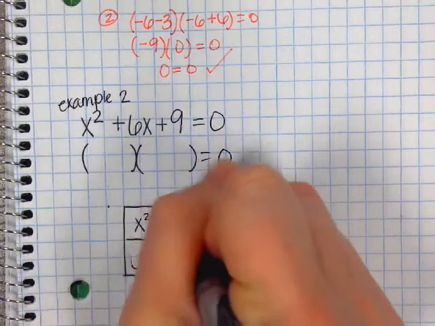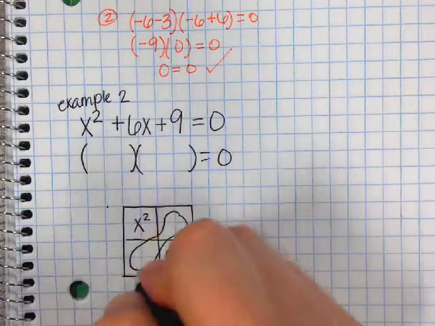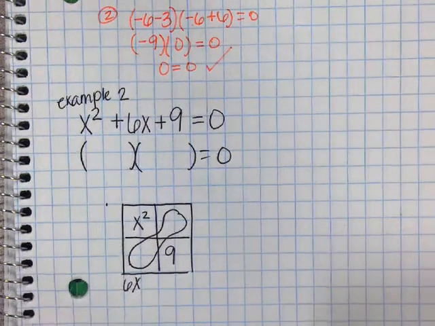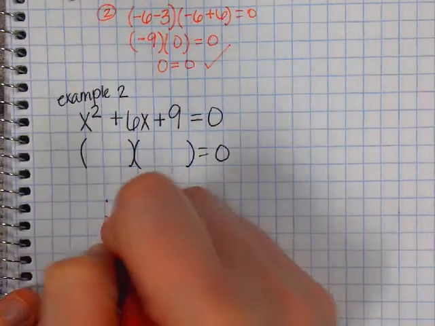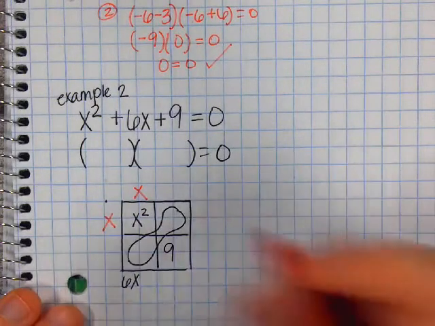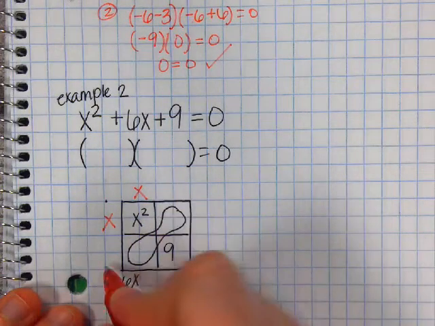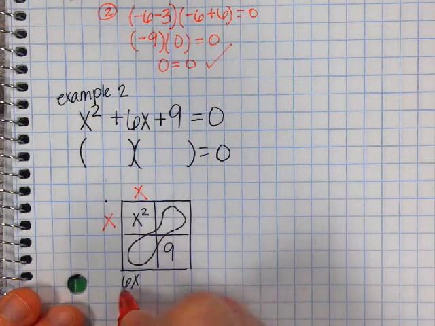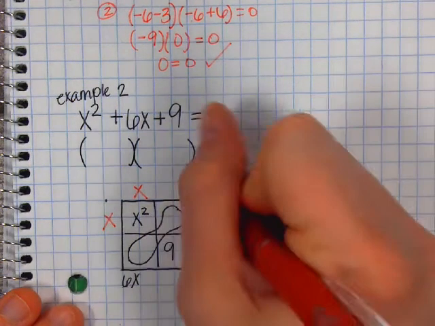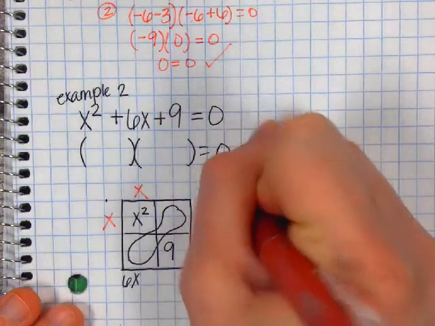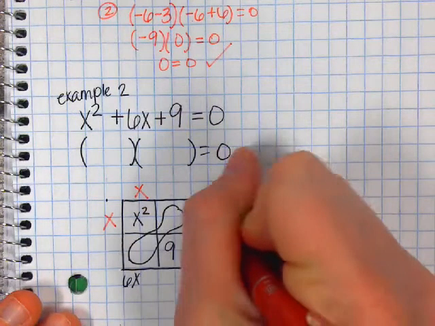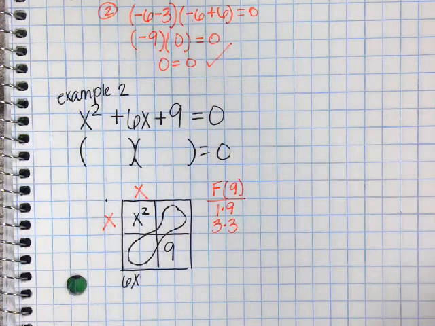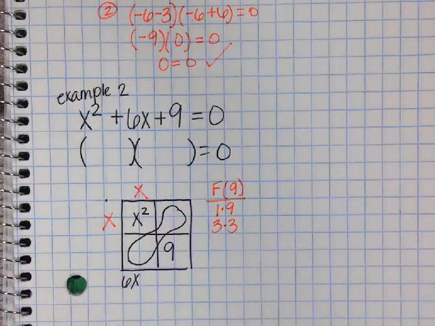Nine goes in the last one, x squared in this one. Okay, we know that x times x makes x squared. We need to find two numbers that multiply to get 9 and add to get 6. So let's list the factors of 9. Factors of 9, we have 1 and 9, 3 and 3. Remember, you can find those by dividing on your calculator.